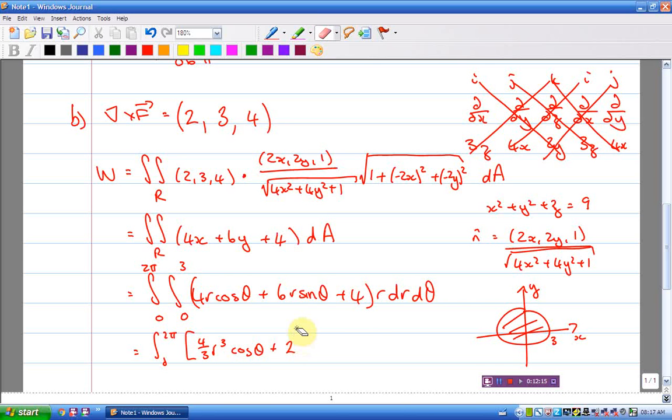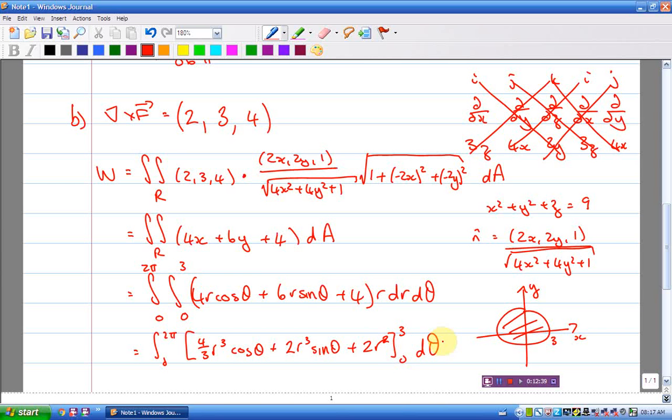No, I'm integrating with respect to r. And that'll be r cubed sine theta, and that's plus 4r, or hold on, no, because it's 4r, and then it's going to become 4 over 2r squared, so it's 2r squared. Remember that r outside the bracket. Easy to forget it. 0 to 3 d theta.